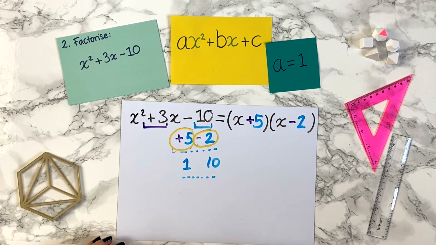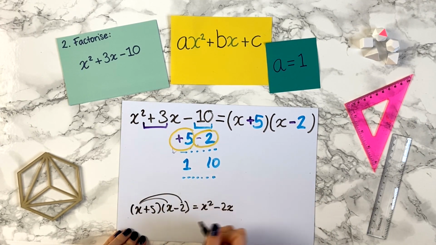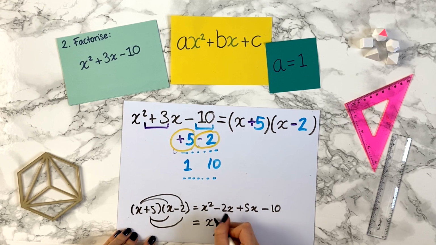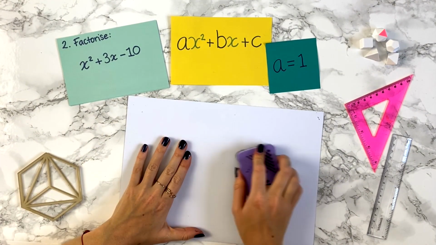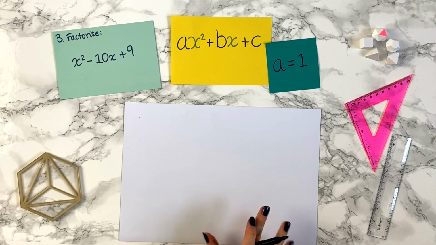Again, we can check if we expand this out, that we get x squared, we simplify this, so we get plus 3x minus 10. So indeed we have the correct answer, because when we expand it out, we get back to where we started. So this is that expression factorised. Let's try one more question.